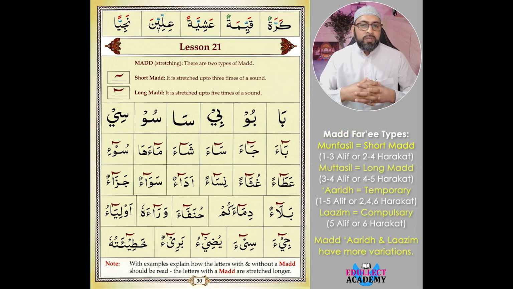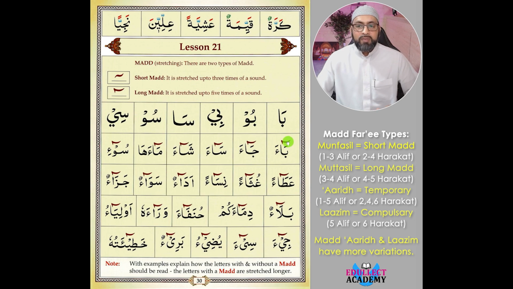Now, what's the difference? Well, the difference is a long mad is recited between 2 to 4 beats long. So it's not like the mad that we've studied so far. So the mad that we've studied so far is known as mad asli. So that's one of the terminologies given to that mad. So if you have a look at these, all of these mad, these are mad aslis. So ba, bu, bi, sa, su, si. You never make them more than 2 beats long or 2 seconds long.